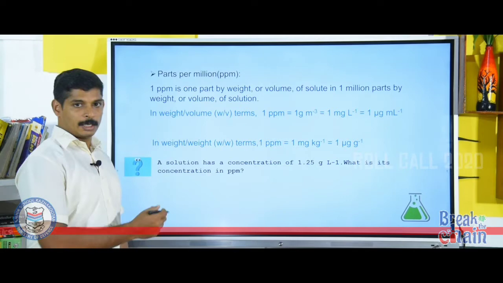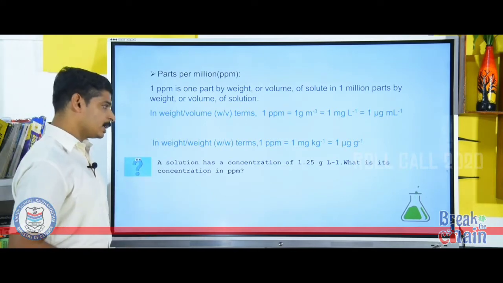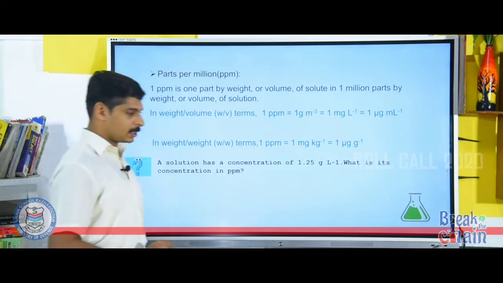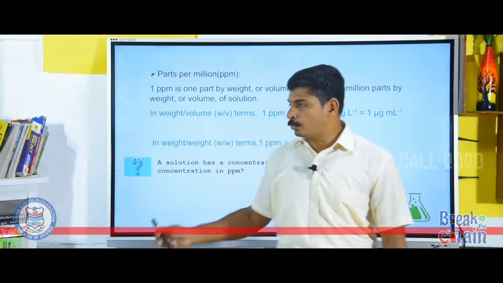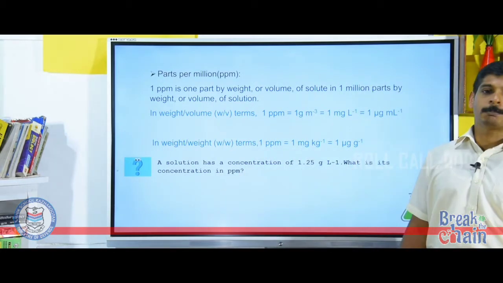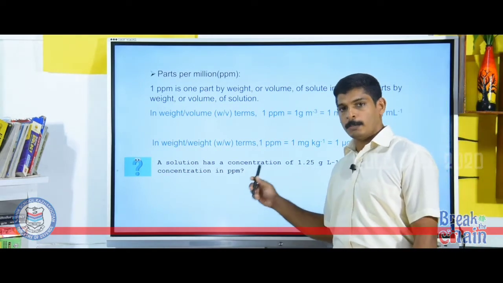Can you read the question? A solution has a concentration of 1.25 gram per liter. What is its concentration in parts per million? Understood? What is its concentration in parts per million?